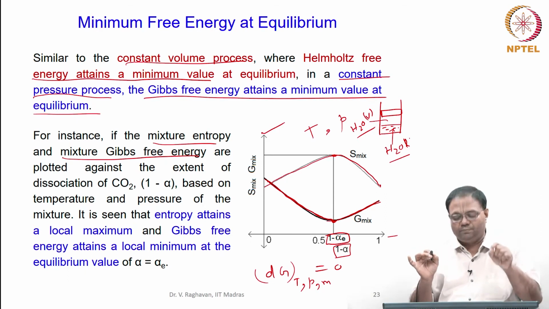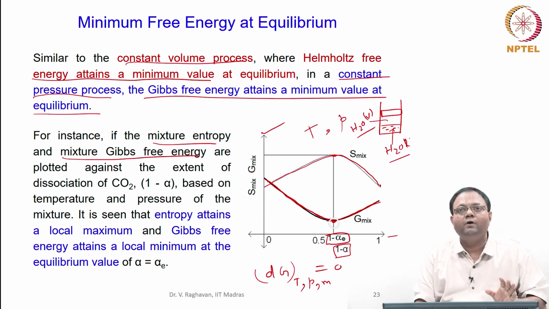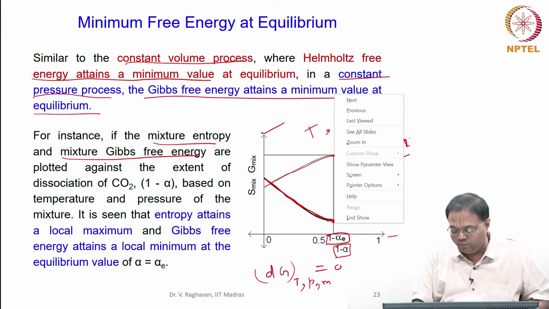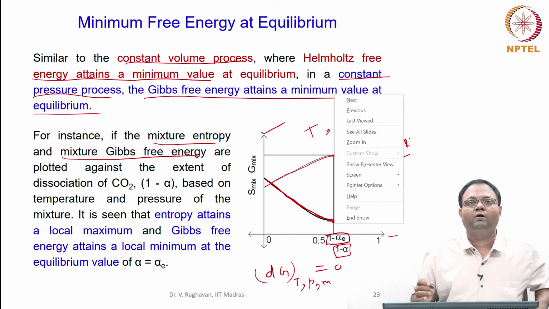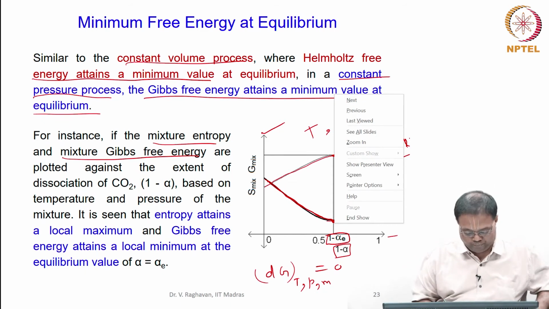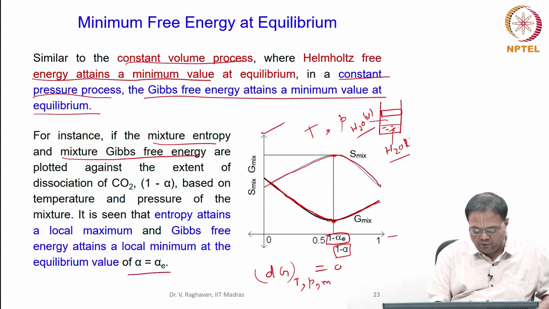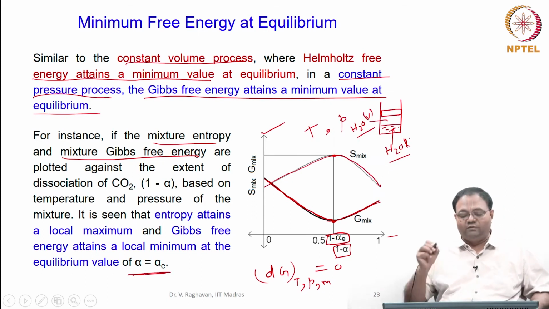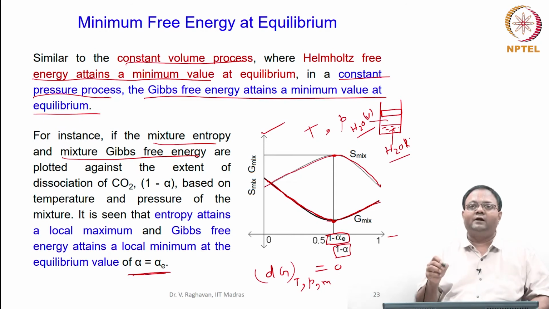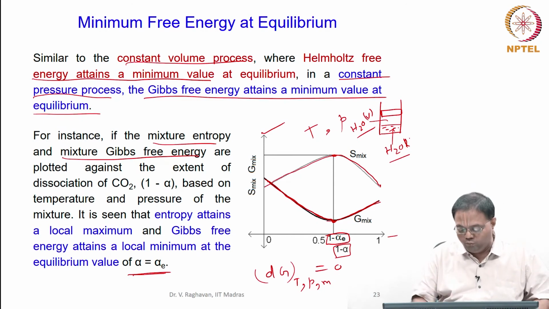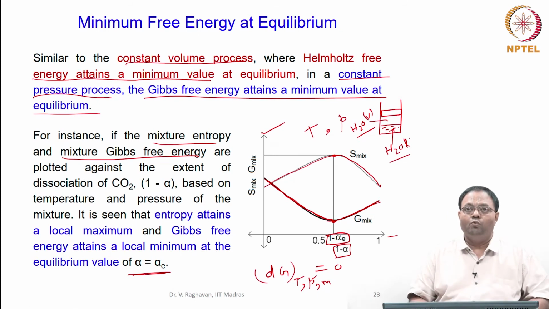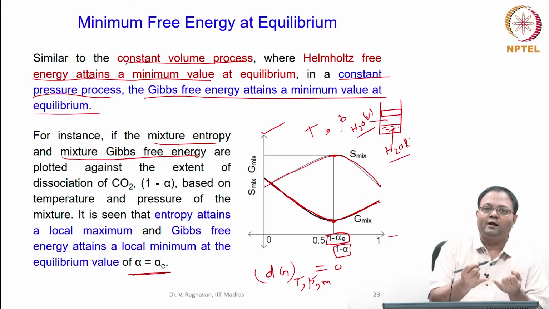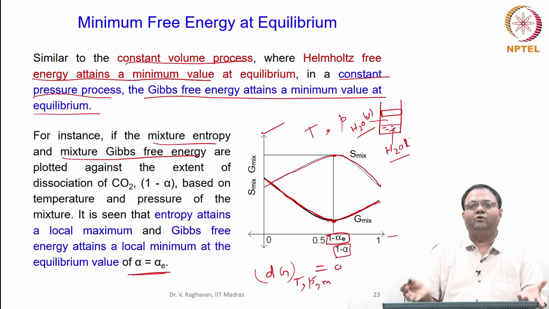So for a given temperature and pressure, there is a definite equilibrium value for the products, that is 1 minus alpha E for CO2. That means the others will have alpha E CO and alpha E by 2 O2. So this is the equilibrium value, and that is dependent on pressure. The condition for that is dG should be equal to 0 at a given temperature and pressure. So how to do that? You now know how to calculate enthalpy, you know how to calculate entropy. So combining these, you can calculate the Gibbs free energy.